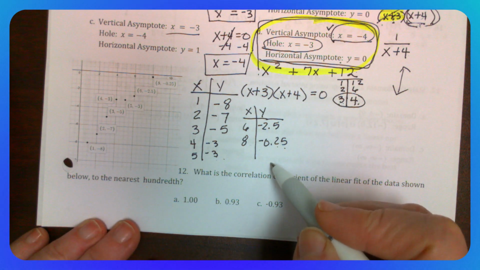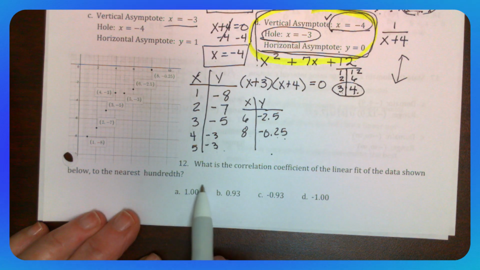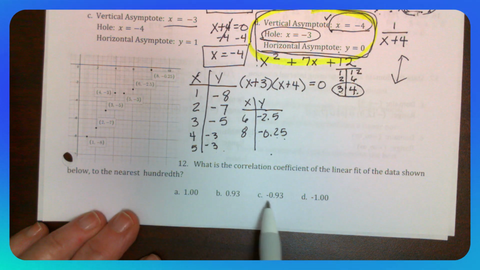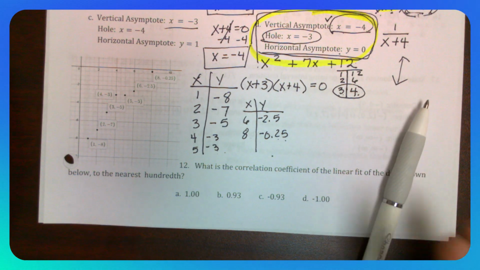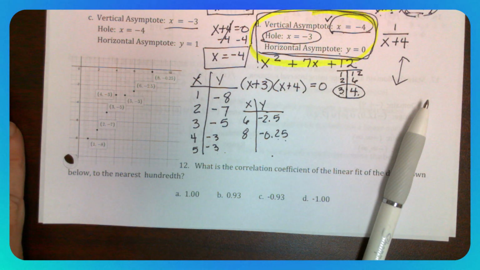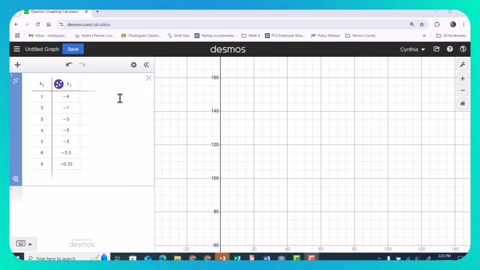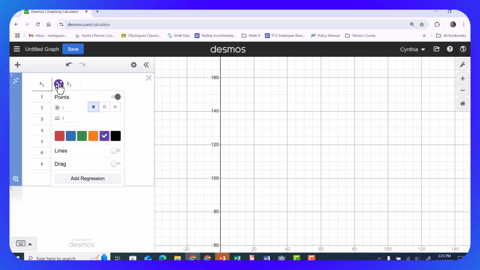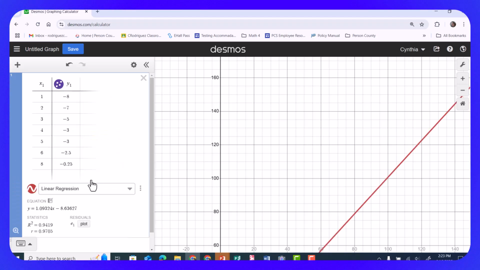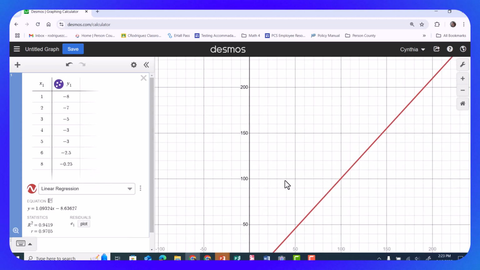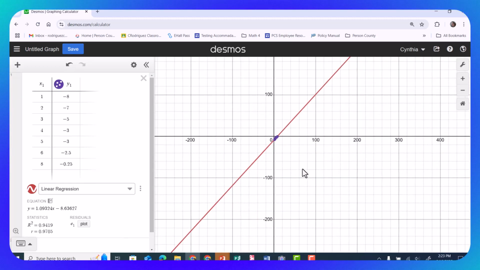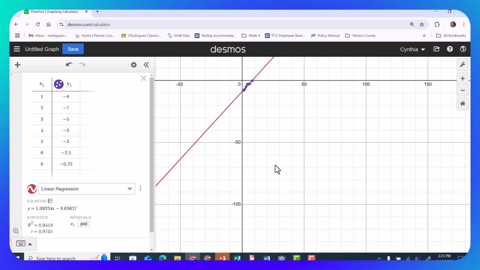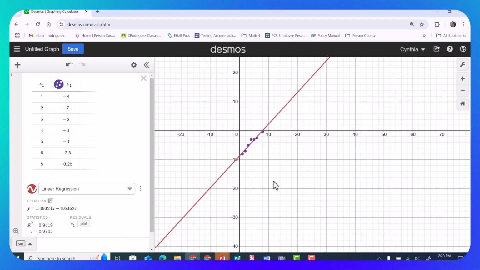All right, now I'm going to put those into Desmos, and then we'll find our correlation coefficient by hitting that regression line and then seeing what it's closest to: 1, -0.93, or -1. I took those values that I wrote on my XY chart and put them into a table. So I'm going to hold this button down, and then I'm going to add the regression. I might have to zoom in, zoom out to see those points. They're way down here at the bottom. Okay, and there's my line of best fit.